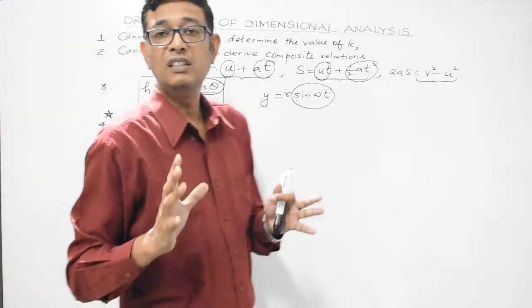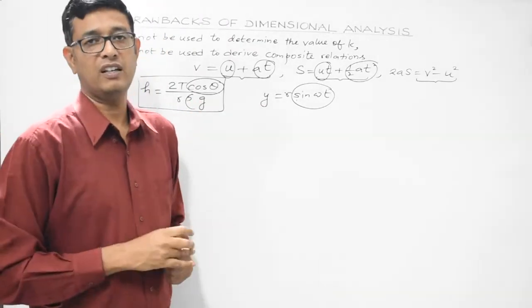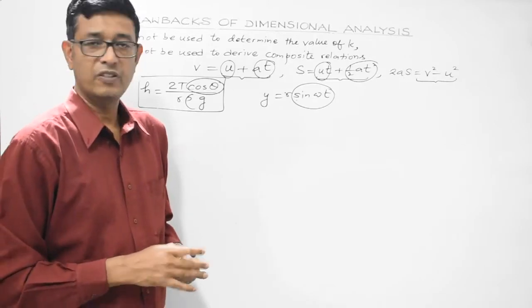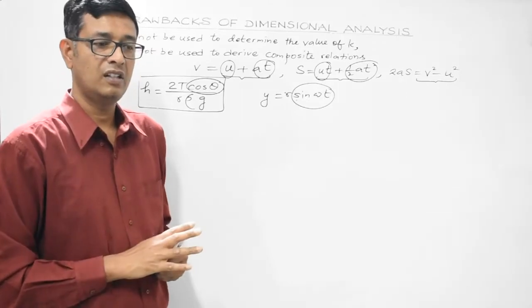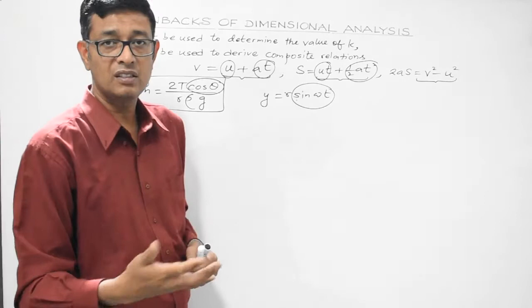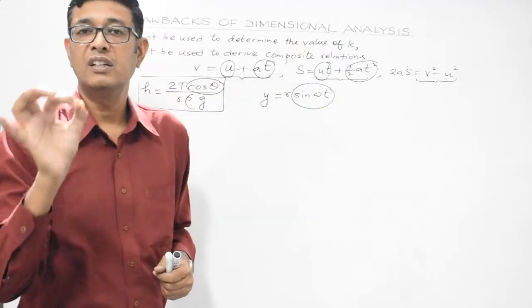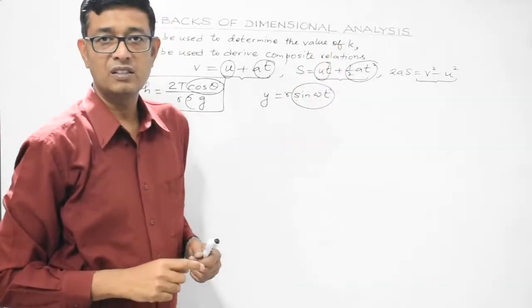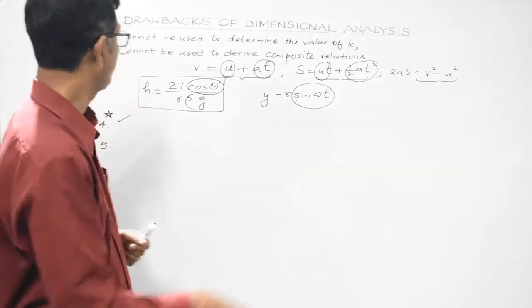So students, these were the 5 drawbacks of dimensional analysis. Let us recapitulate it, right? We have discussed 3 uses, now we are discussing 5 drawbacks of dimensional analysis. The first drawback is, dimensional analysis cannot be used to determine the value of k, which is a dimensionless constant. The value of k is to be determined either experimentally or by some other method.